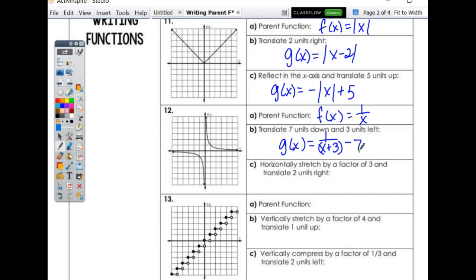This one, horizontally stretched by a factor of 3. So what do I have to do with that factor of 3? It's horizontally stretched. So I do 1 over 3. So watch, this is how you're going to write this. If you wrote it, you would do 1 over 1/3 and then x minus 2. Can I have a 1/3 in the denominator like that? No. So what happens to it? What does that become? 3, right? So I'm going to write it like this. It'll flip over.